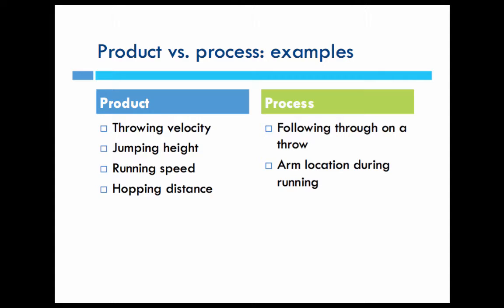In terms of examples of each, product scores include throwing velocity, jumping height, running speed, and hopping distance. The process assessments would be whether or not there's a follow-through on the tennis forehand and the location of the arms during running.